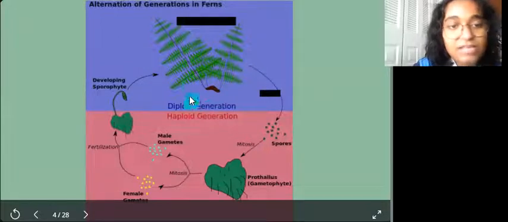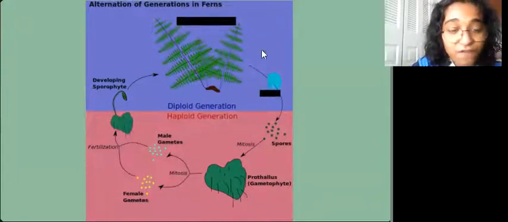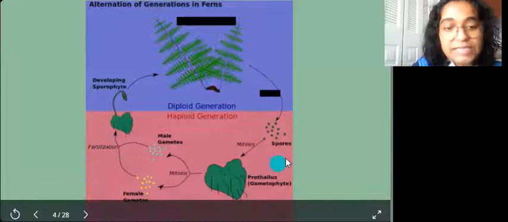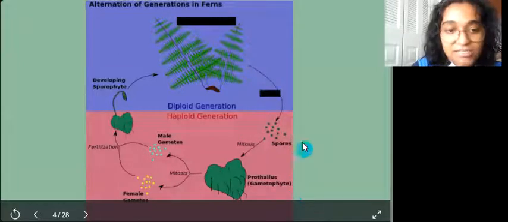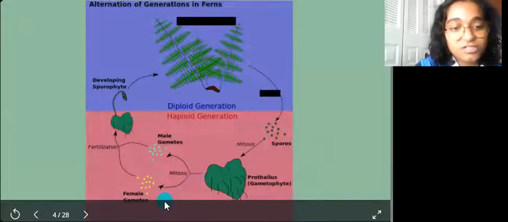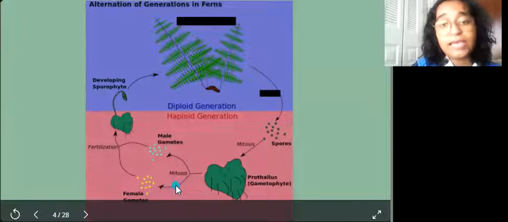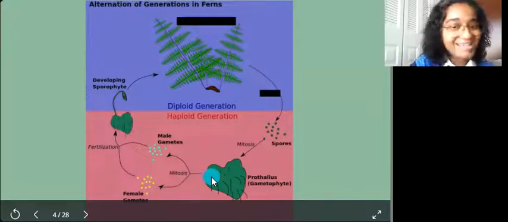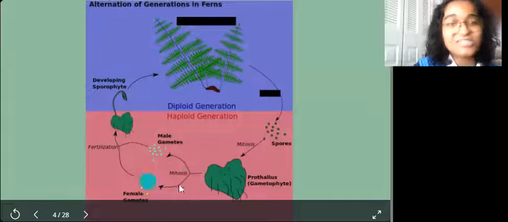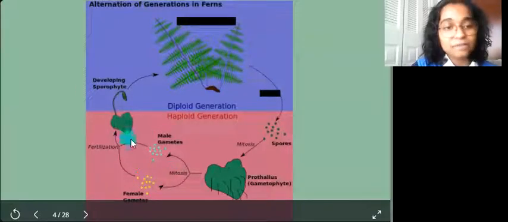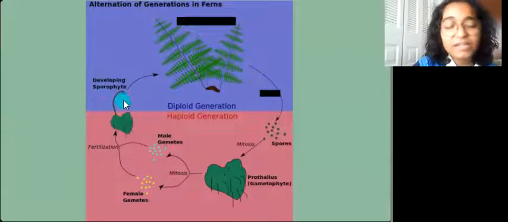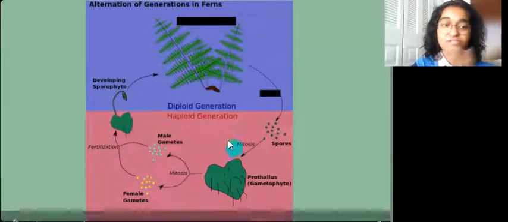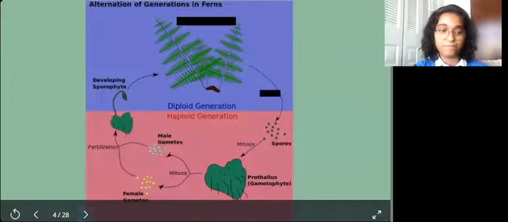So again, I'll repeat: the sporophyte, the mature fern, produces the spores. The spores, through the process of mitosis, become the prothallus. The prothallus, again through mitosis, gives both male and female gametes in the same organism. And in the same organism, through fertilization, they make a diploid. The diploid transforms into a developing sporophyte. The developing sporophyte then becomes a mature sporophyte, which is the fern.